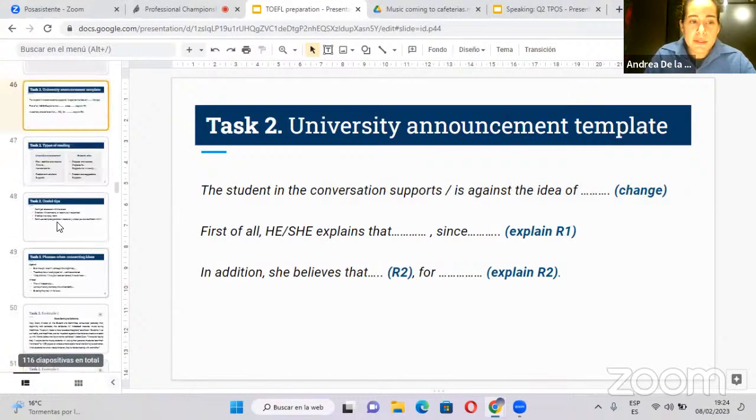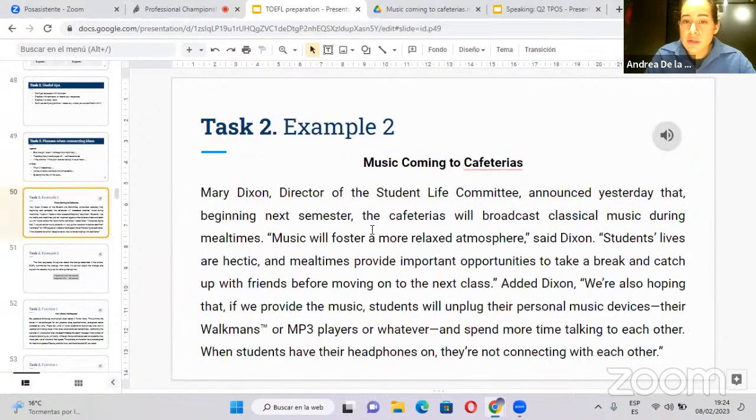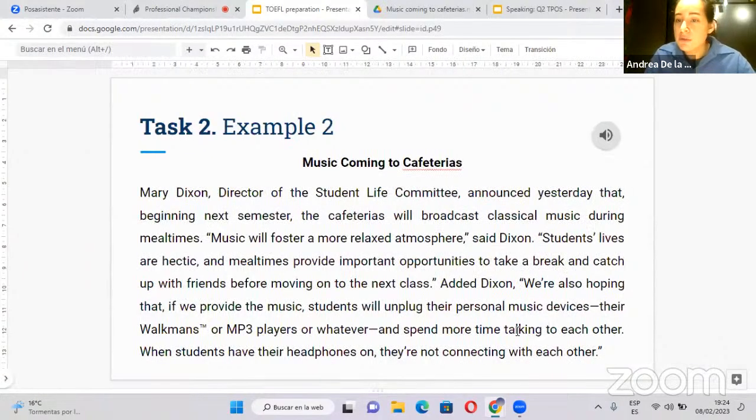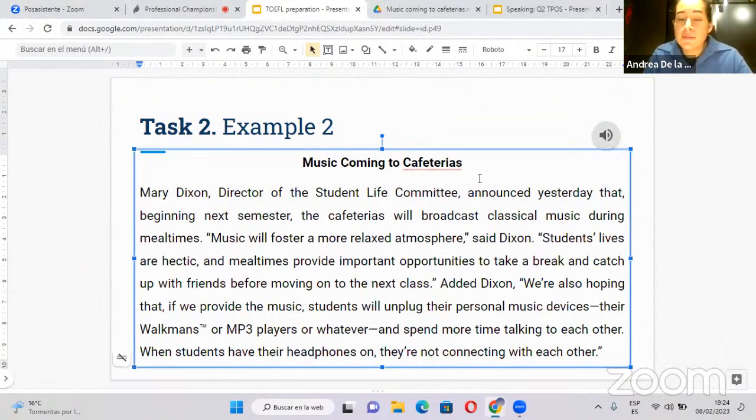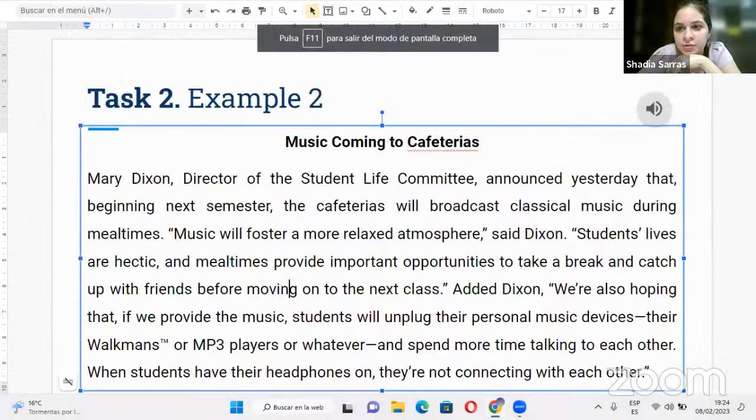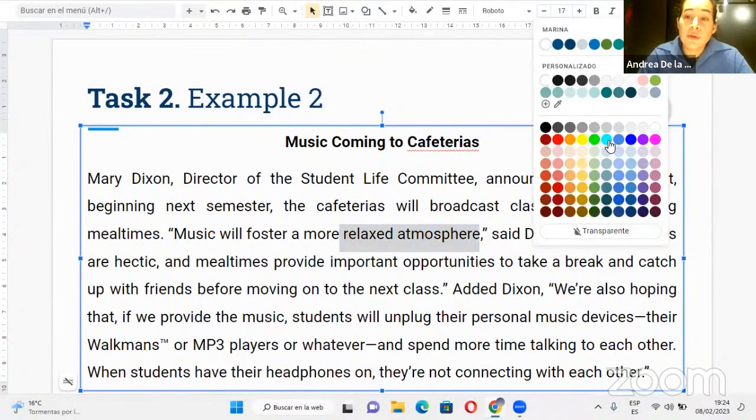Remember that we said usually the students respond to the arguments that are made here, right? The two reasons that the university gave, what was the first one here? They want to create a relaxed atmosphere. Exactly. So basically they want students to relax a little bit more during breaks, right?